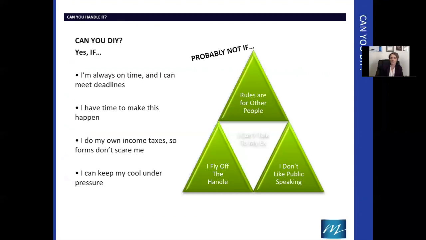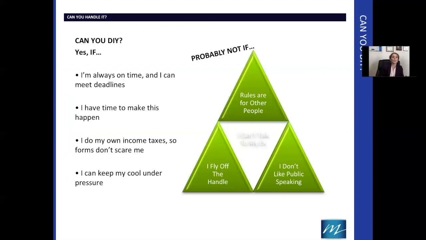Okay. Do you do your own taxes? Some people can file their own taxes and do a fantastic job. And the forms that we're doing in family court are not unlike the forms that you're filling out when you send forms to the IRS. So that's something you can ask yourself.